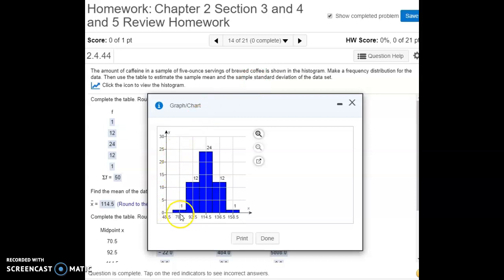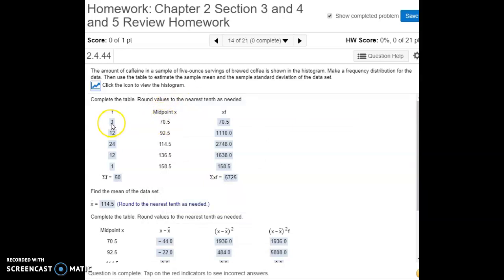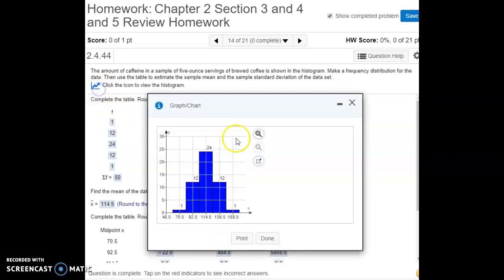And so we have the midpoints of each of our different classes here in the frequency distribution, and we're going to have to use those to do our sample mean because we don't know the actual data values. So we use the midpoint of each class. So our first class is a midpoint of 70.5. And there was just one data value in there, so the number of data values multiplied by the midpoint gives you what we're calling x times f. X is the midpoint and f is the frequency.